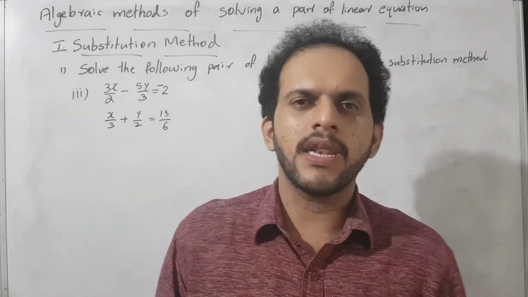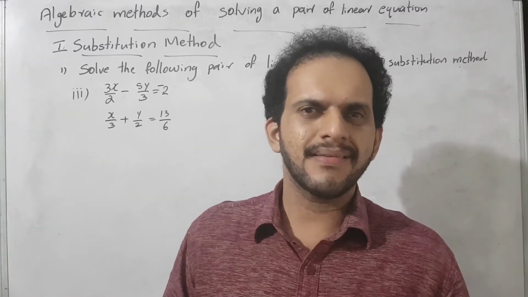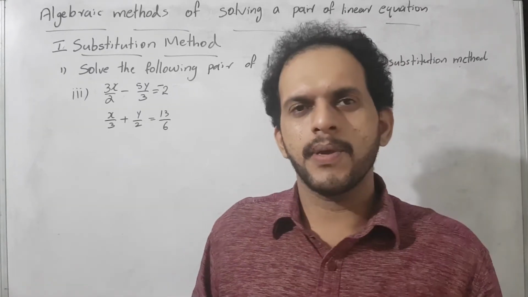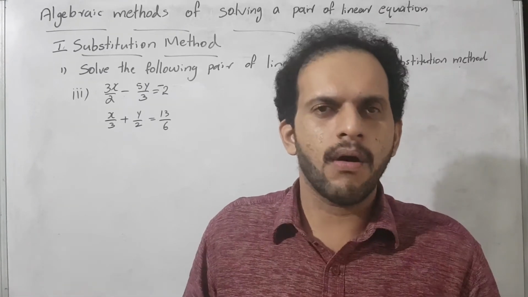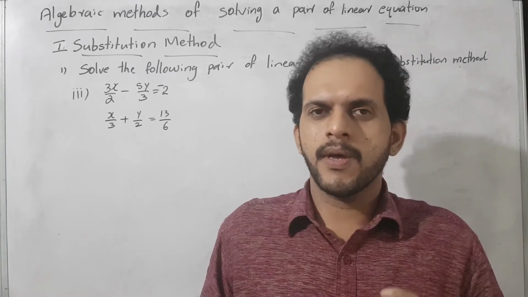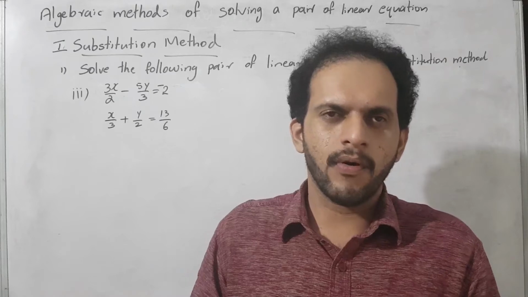The coefficients of the variables are not in the form of whole numbers, they are in the form of fractions. So for this type of question, the first step is to convert the coefficients into the form of whole numbers. Clear? What is the first step? To convert the coefficients into the form of whole numbers.